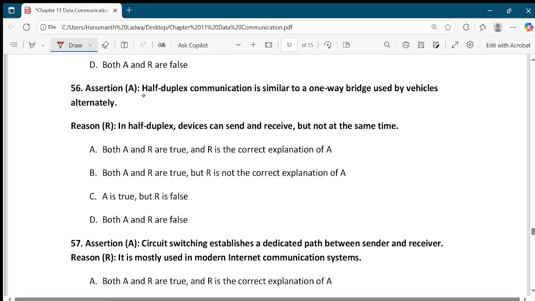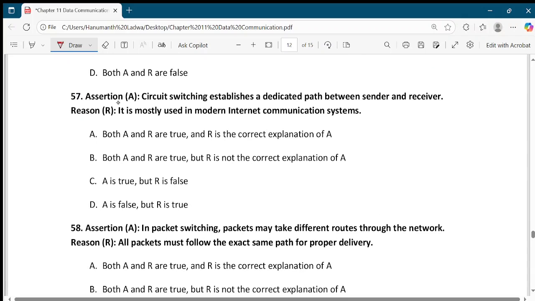Question number 56. Assertion A: Half duplex communication is similar to a one-way bridge used by vehicles alternately. Here this statement is true. Reason R: In half duplex, devices can send and receive but not at the same time. Yes, this is also true. Here you can observe option A, both A and R are true and R is the correct explanation of A, is the right answer.